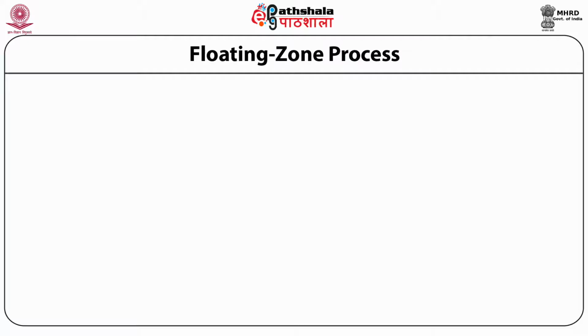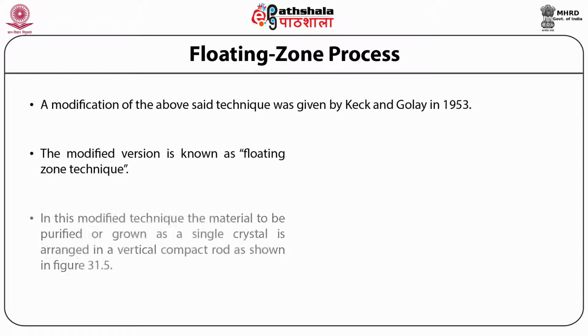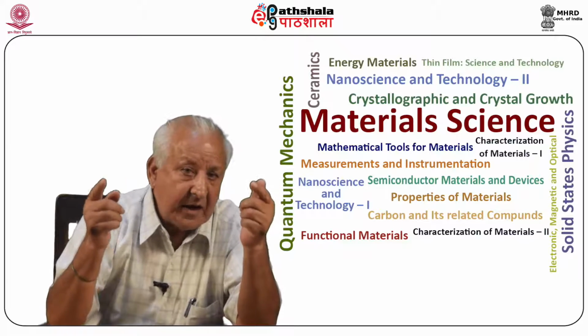Floating zone process. A modification of the technique was given by Keck and Golay in 1953. The modified version is known as floating zone technique. In this modified technique, the material to be purified or grown as a single crystal is arranged in a vertical compact rod as shown in figure 31.5. Figure 31.5 is a schematic diagram showing arrangement of floating zone technique using vertical ingot. This technique does not require any crucible.